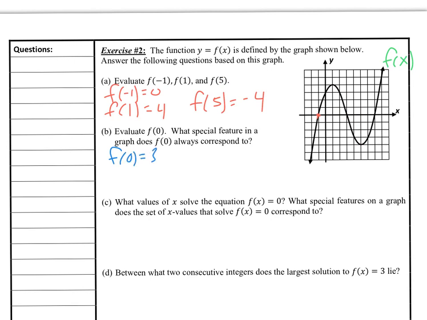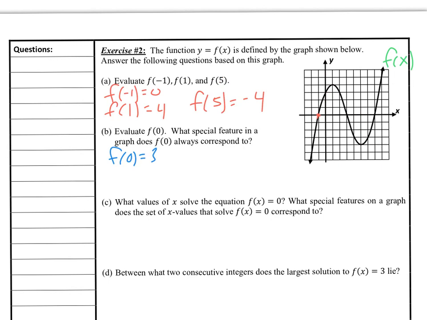What special feature in a graph does f of 0 always correspond to? Okay, if it's a function, which it is, given this lovely notation f parentheses, it means it passes the vertical line test, go figure. F of 0 will always correspond to this point right here on the y-axis. We call that the y-intercept.